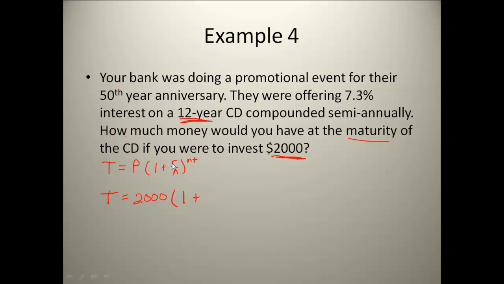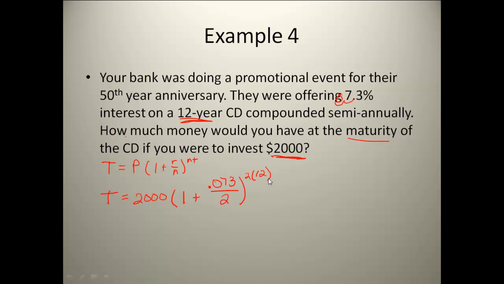And now r is our interest rate. We have to use it as a decimal though, so this 7.3 we have to move the decimal place 2 spots, so we're going to use 0.073 divided by n, the number of times it gets compounded, so semi-annually means it gets compounded twice a year. And then I also have the n again here, and the t represents the time it's left in there, the number of years. Well, for this one it's 12.